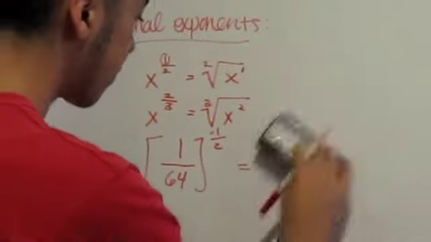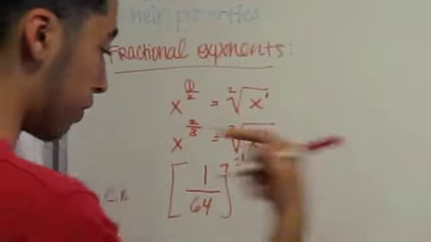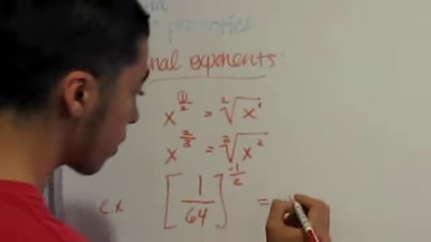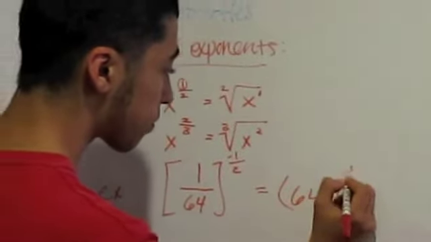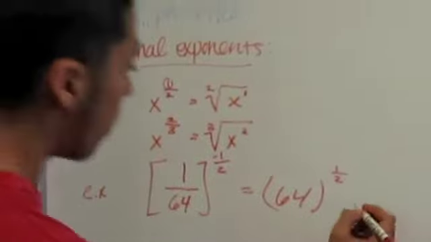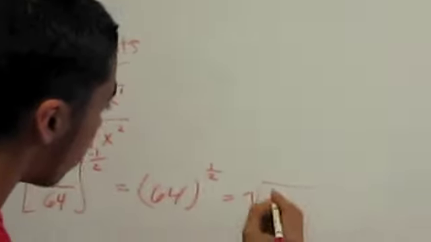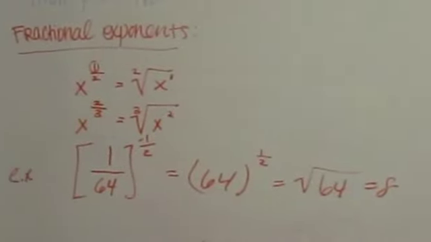Actually, that's bad. Our goal right now is to get rid of this negative. Okay, so to get rid of that negative, we're going to flip this. So it'll be 64, and we just got rid of that, to the 1/2. And what do we remember 1/2 being as? Oh, the square root. So the square root of 64 is 8. The answer to this is 8.